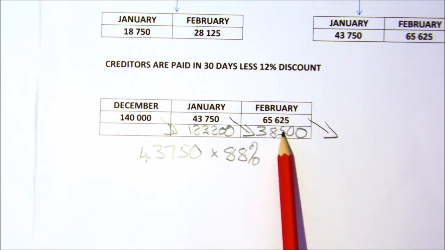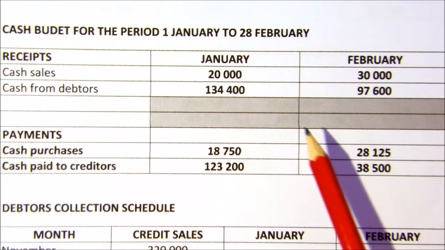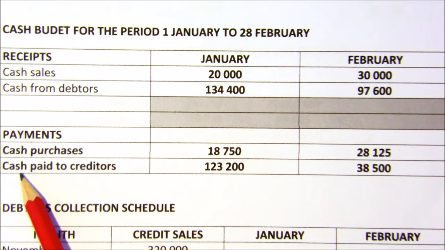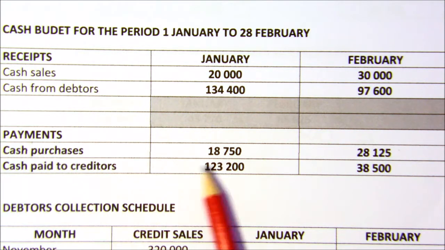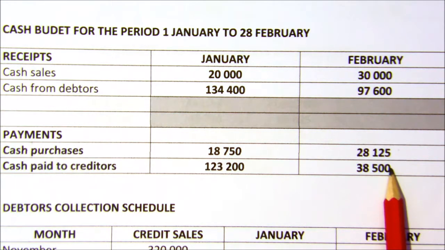Once you've got these 2 figures, those 2 figures are then going to be transferred back into the budget. And so there you are, under the payments, we'll now bring in cash paid to creditors, or you could write credit purchases, and it's those two figures.